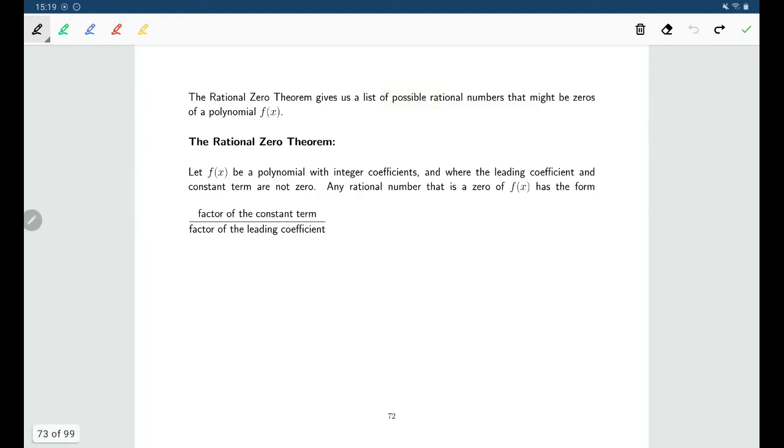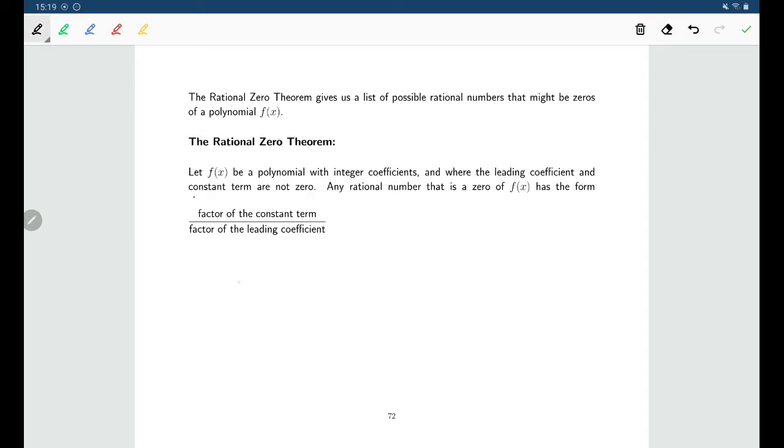The other part, and I'm going to mention this again later on, is that the rational zero theorem doesn't always apply. It applies when we're talking about polynomials and where the polynomials all have integer coefficients, and also where the leading term and the constant term aren't 0. So there's quite a bit in there. That means that there's lots of polynomial functions where the rational zero theorem wouldn't apply.